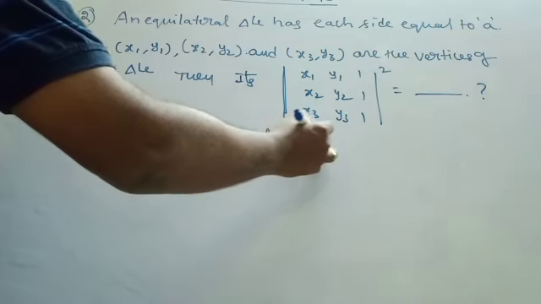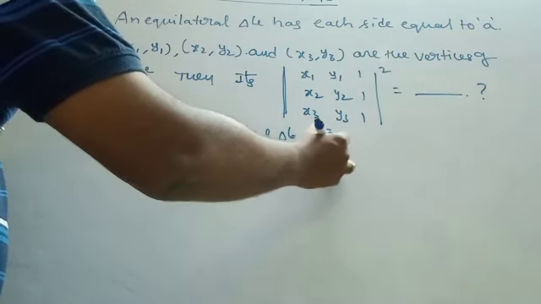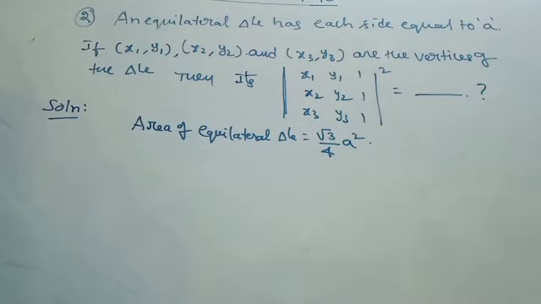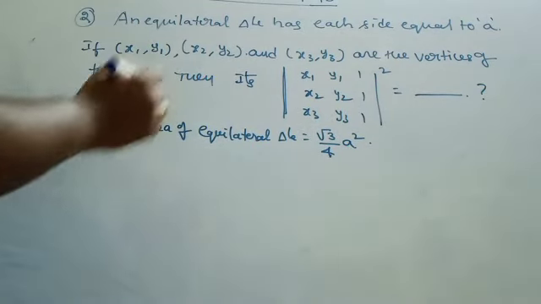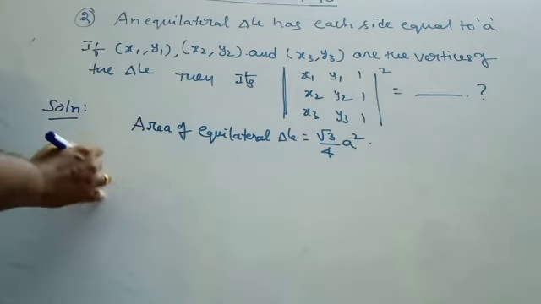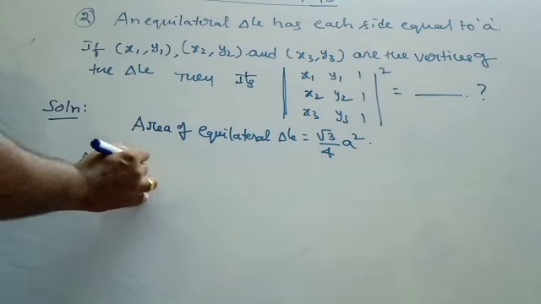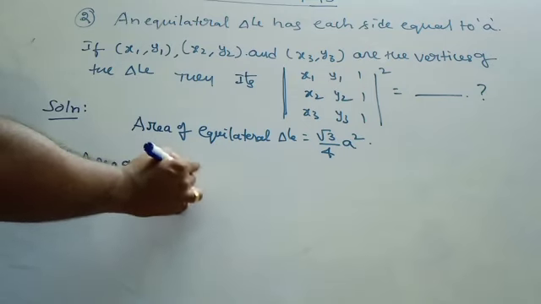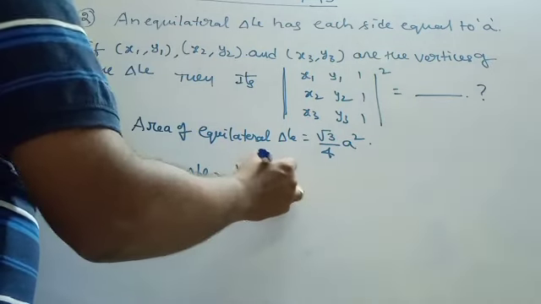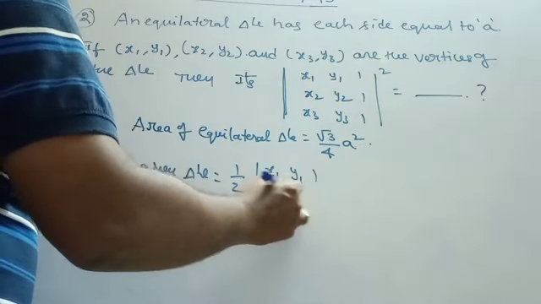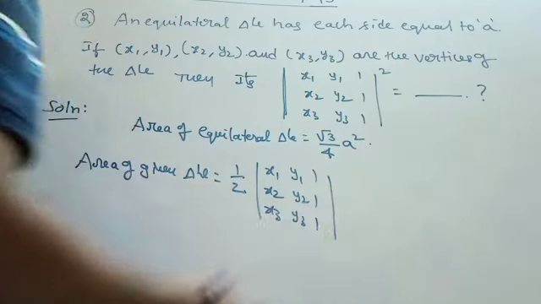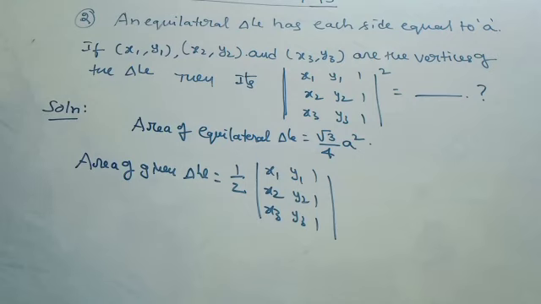Root 3 by 4 a square, right? This is the formula. When you have side a, the area of an equilateral triangle is equal to root 3 by 4 a square. Now, the area of the given triangle is equal to half of the modulus of the determinant with rows x1, y1, 1, x2, y2, 1, x3, y3, 1, like this. Right? This is the area of the given triangle.